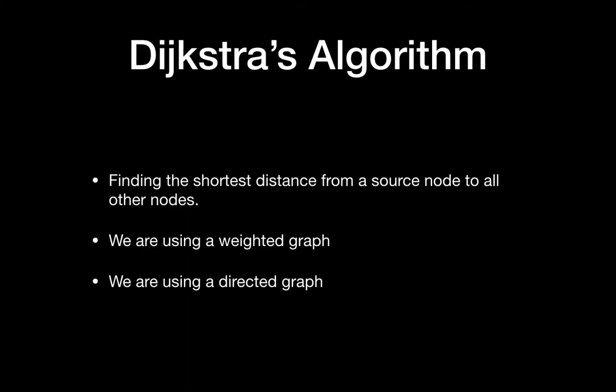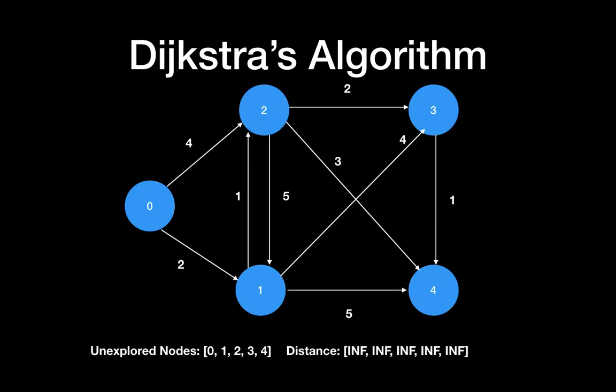In this video, we are going to explore Dijkstra's algorithm. Now, Dijkstra's algorithm is used for finding the shortest distance from a source node to all other nodes in the graph. We are going to be dealing with a weighted directed graph. The example graph is going to look like this.